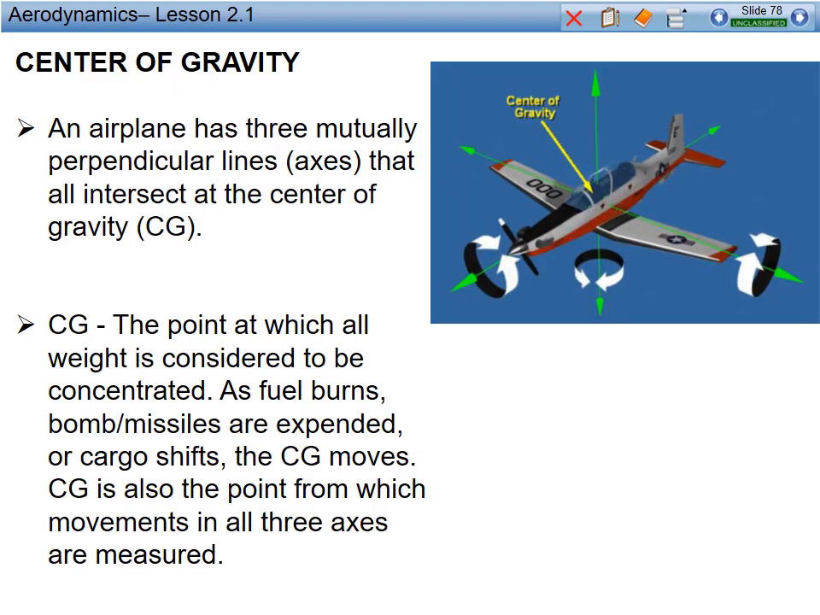An airplane has three mutually perpendicular lines, or axes, that all intersect at the center of gravity, or CG. The CG is the point at which all weight is considered to be concentrated. As fuel burns and bombs and missiles are expended or cargo shifts, the center of gravity moves. Center of gravity is also the point from which all movements in all three axes are measured.